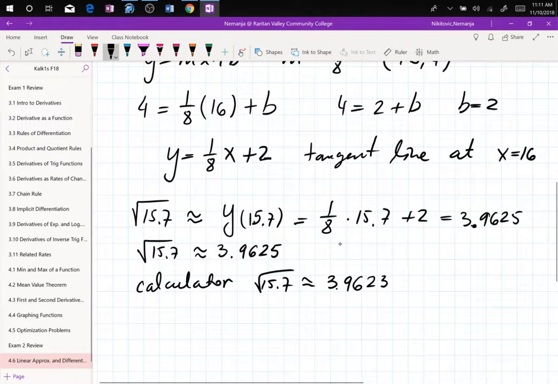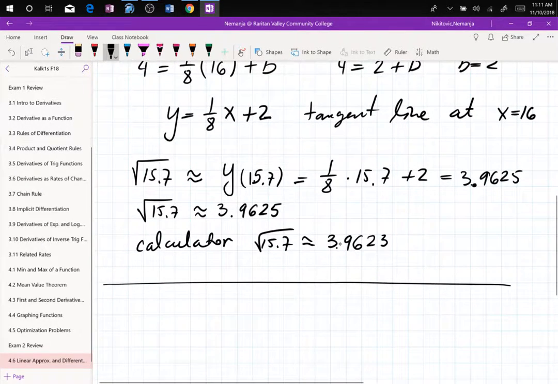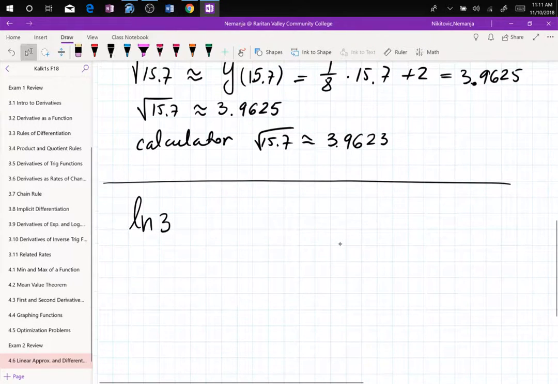The one that I always do would be ln 3. Now ln 3 is another value that I always work out, and again, we need to pick a nice value that would work with ln, that it's close to 3. Any time now. What's the nice value that works? Well, ln of 4, we don't know. Ln of 2, we don't know. What is the value that we do know?